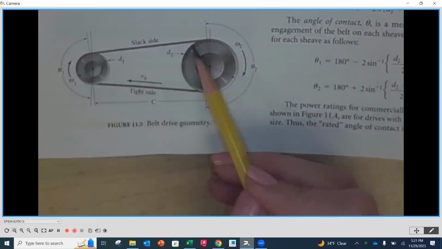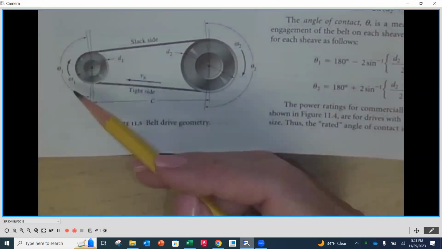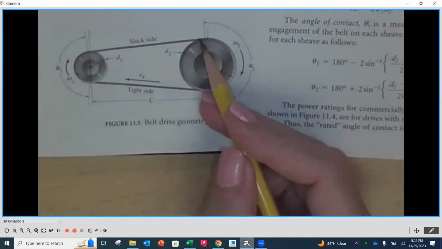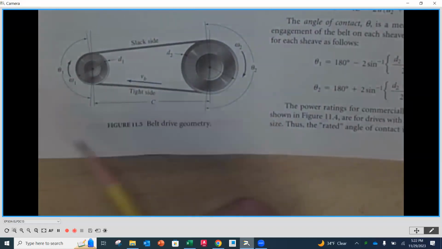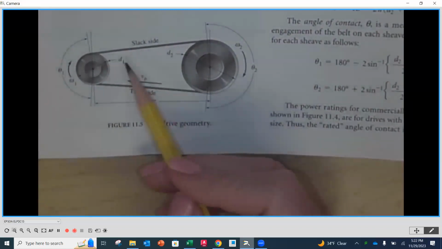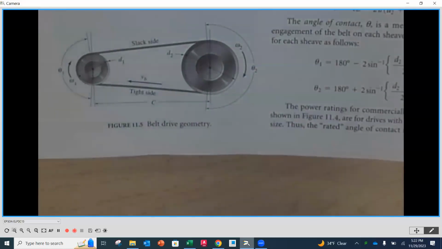You'll notice that they have a slack side and a tight side. And that is simply because as it pulls around, that belt is going to be tighter on the bottom than it is on the top. We'll talk about when we get to the equations how the center distance relates, but the center distance is going to be this distance between here. Because of the sagging that can occur on that slack side, there is a range for that center distance optimally that we want to operate within, okay?